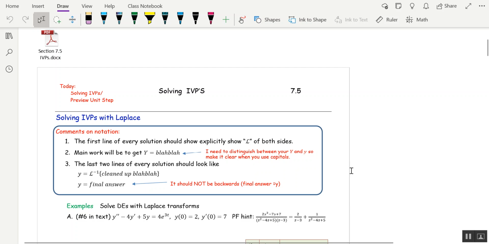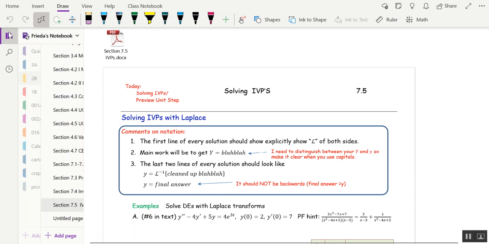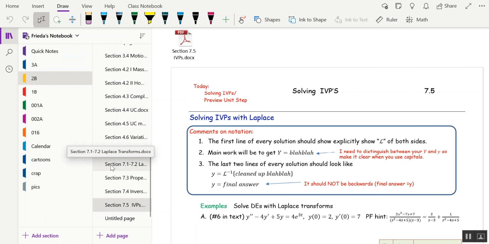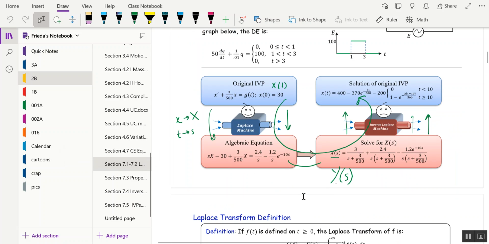Welcome to section 7.5. Today is an exciting day because today we're going to complete the Laplace transform circuit that I showed you back in the beginning of the chapter. So we're actually going to solve problems by going all the way around this circuit. We won't be able to solve problems like the one in this example yet, but that will come soon.